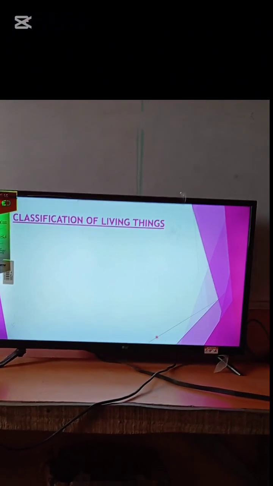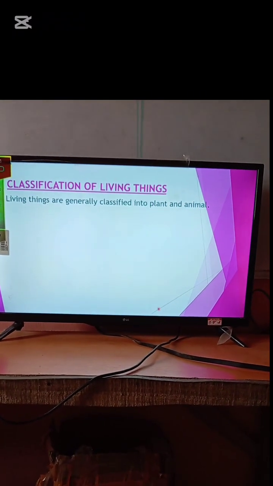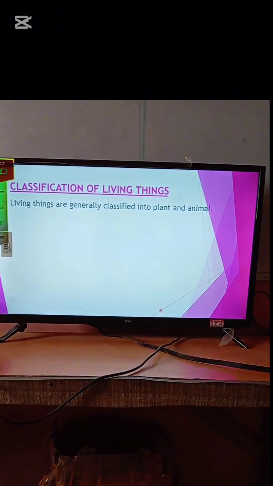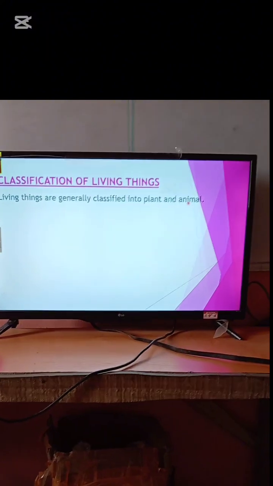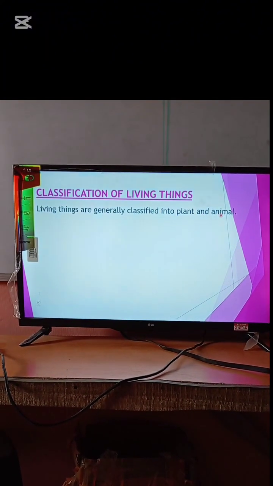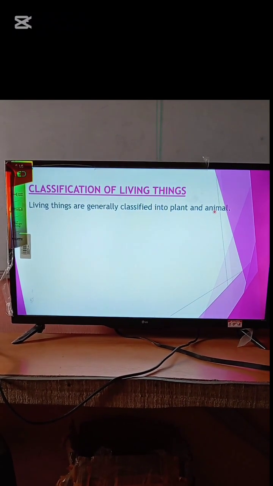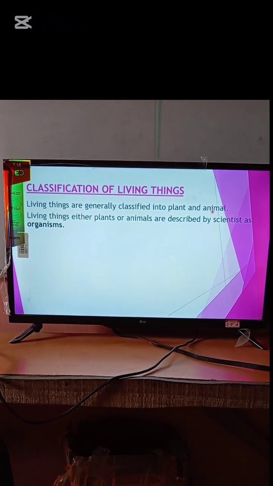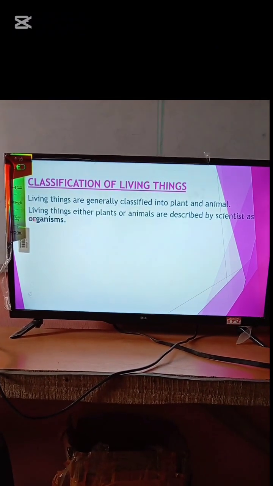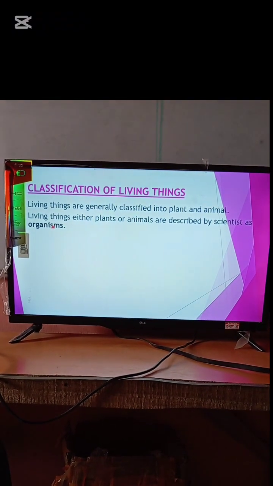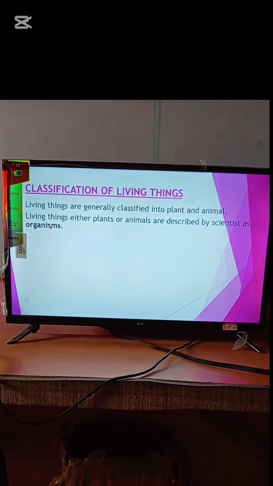Classification of living things. How are living things classified? For our class here, living things are classified into plants and animals, for the lower elementary class. For junior secondary school here, living things, either plants or animals, are described by scientists as organisms. So we will be referring to living things as living organisms.